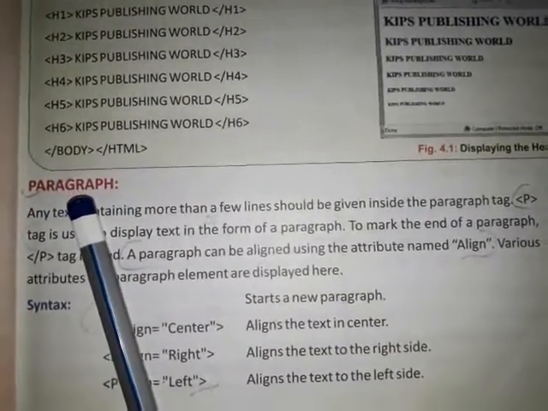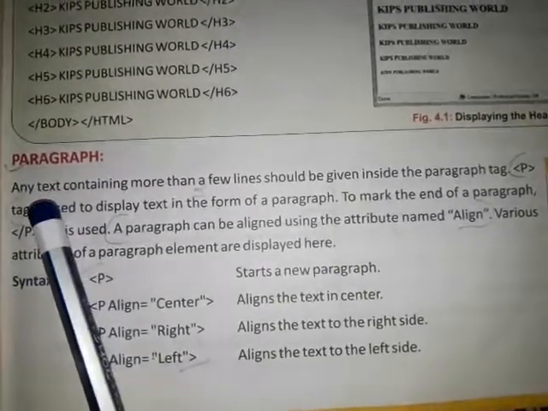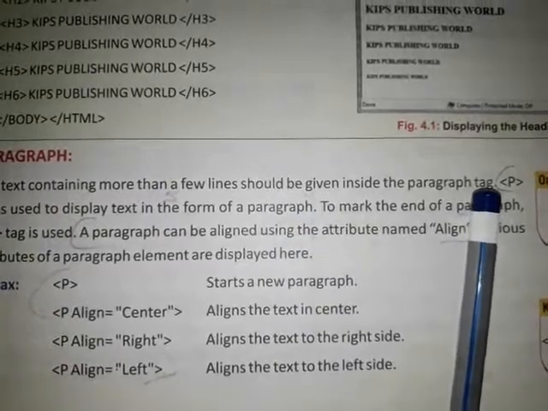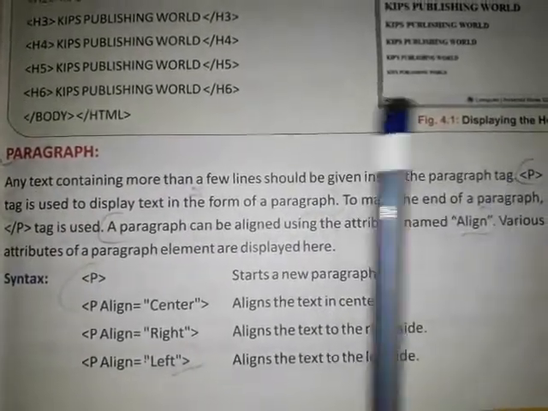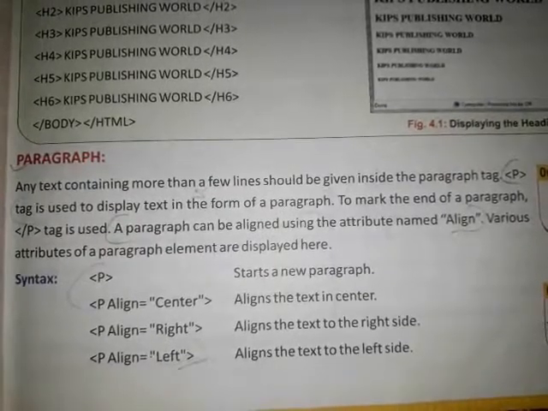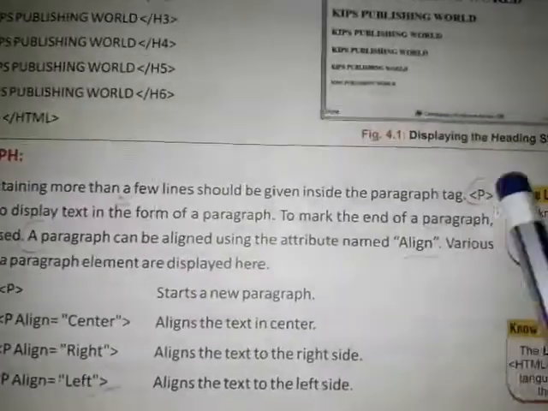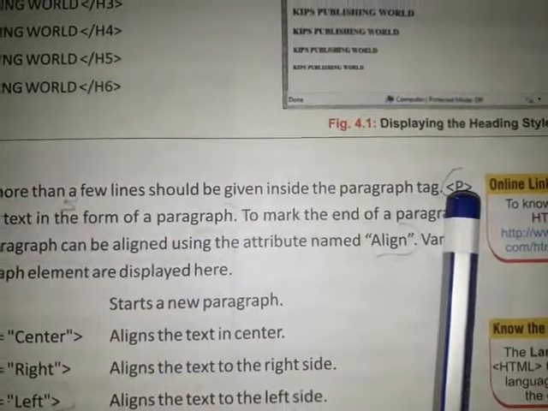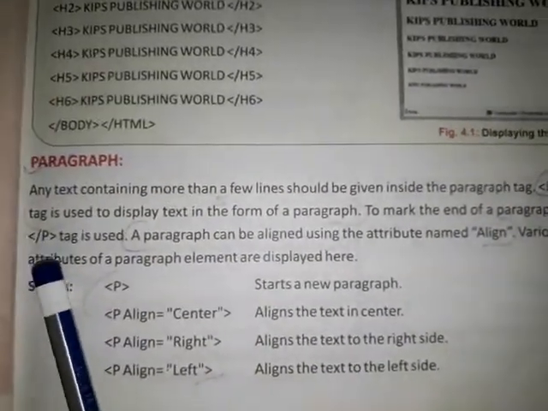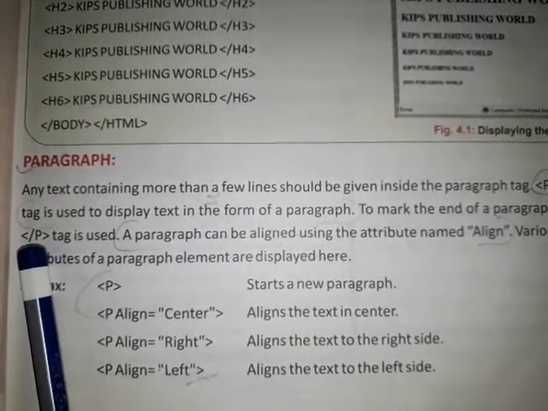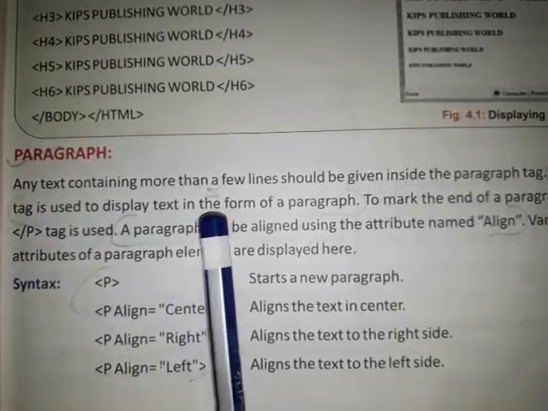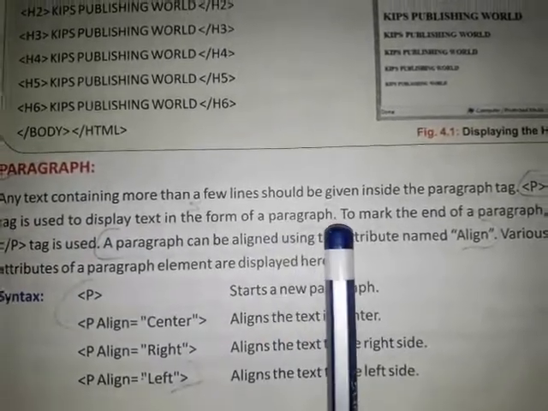Paragraph simply means, what is a paragraph? Any text containing more than a few lines should be given inside the paragraph tag. If you have a text which contains more than one line, you can write it between the paragraph tag. The paragraph tag starts with the symbol P, which is written like this, and it is closed like this, closing tag P. The P tag is used to display text in the form of a paragraph.